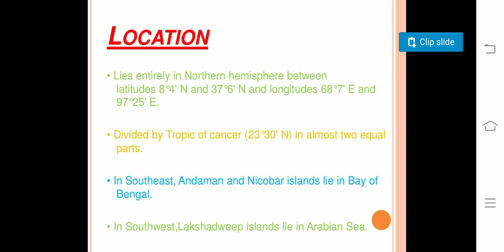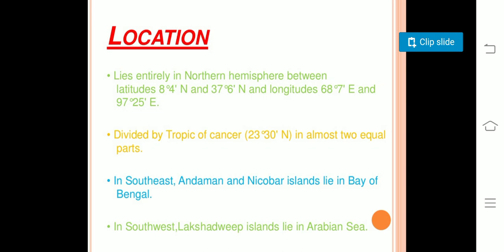India lies in the northern hemisphere between the latitudes 8 degree 4 minutes north and 37 degree 6 minutes north. This is the latitudinal extent, and longitudinal extent is 68 degree 7 minutes east and 97 degree 25 minutes east.